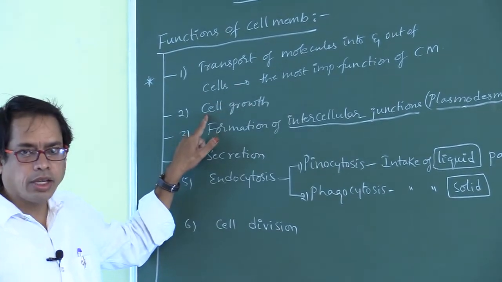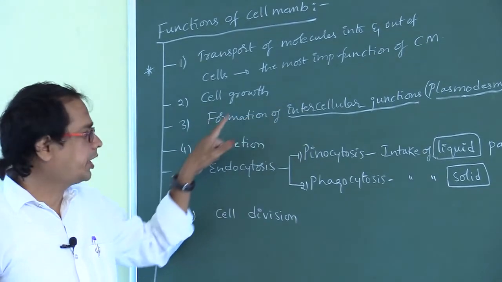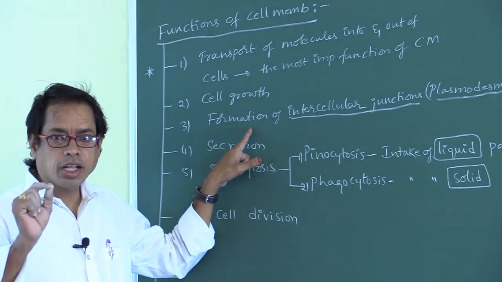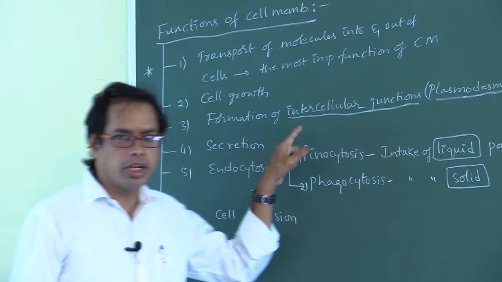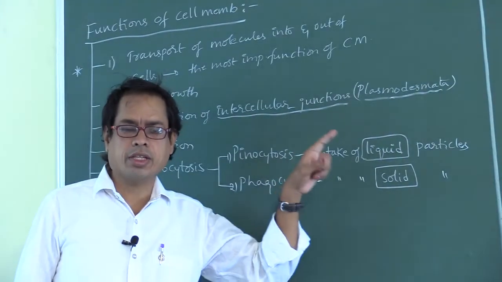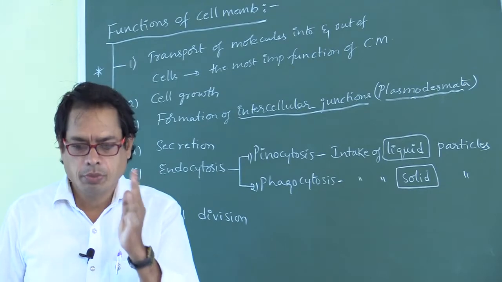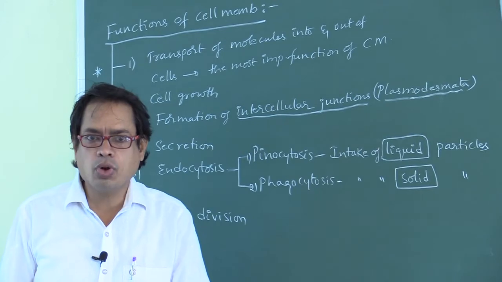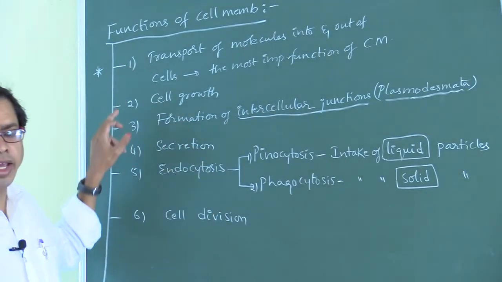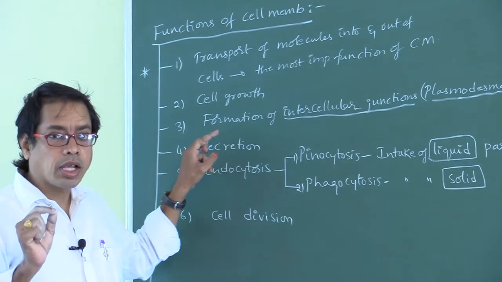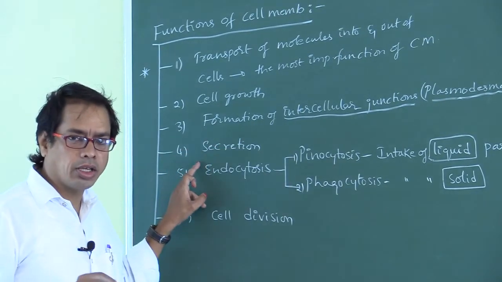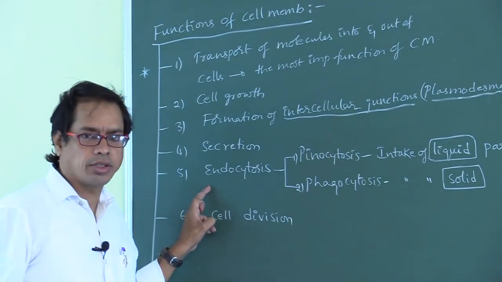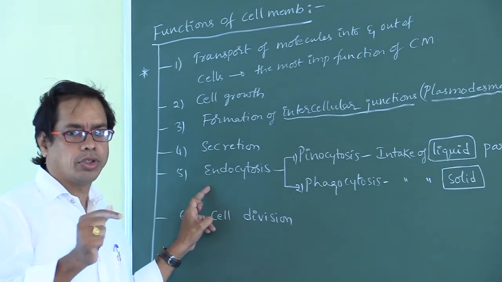Next, it also helps in cell growth. It helps in the formation of intercellular junctions. What do you call the intercellular junctions? Plasmodesmata. Intercellular means between the two cells, some junctions are there. Those are so called plasmodesmata. So cell membrane helps in the formation of plasmodesmata. It also helps in secretion. It also helps in endocytosis. Endo means into, so taking.